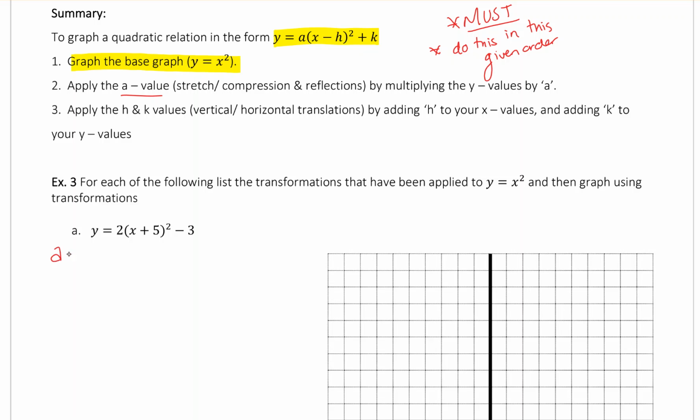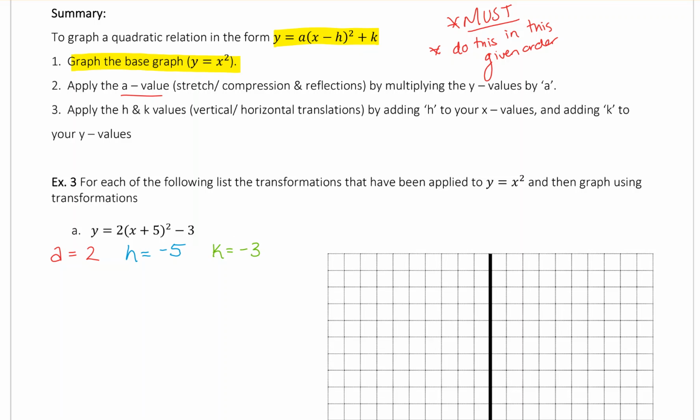So what is a? Well, a is 2. That's that first coefficient out front. Our h value is what here? It's whatever's in the brackets. Remember, it's opposite. So here it's plus 5. Therefore, our h value must be negative 5. And then our k value is what comes at the end, and that is negative 3.